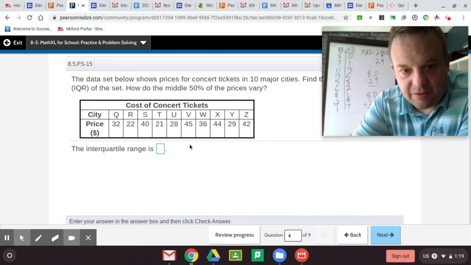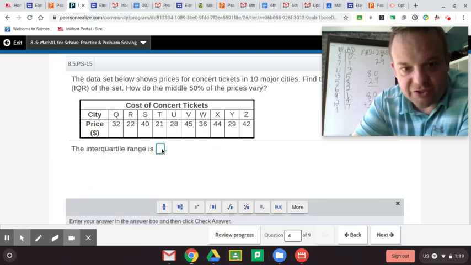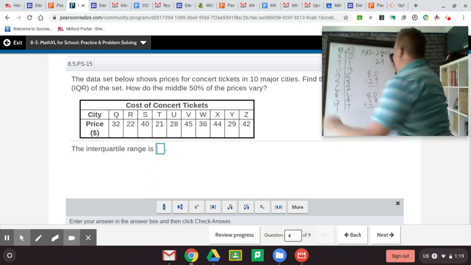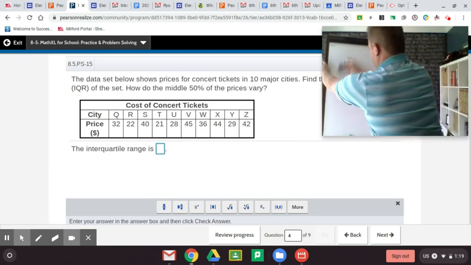Now the interquartile range. So first, in order to find the interquartile range, the middle 50%, we're going to put these numbers in order from least to greatest. So go ahead, guys. Put those in order from least to greatest.